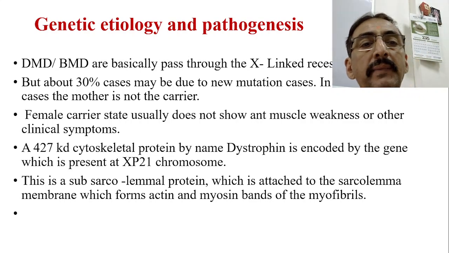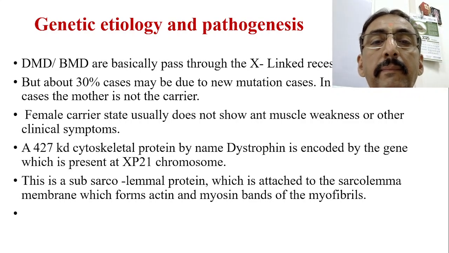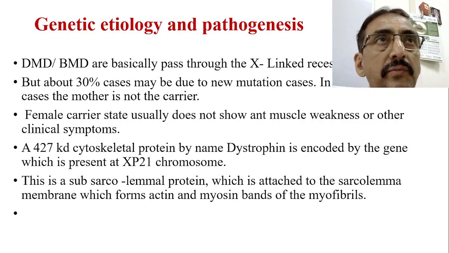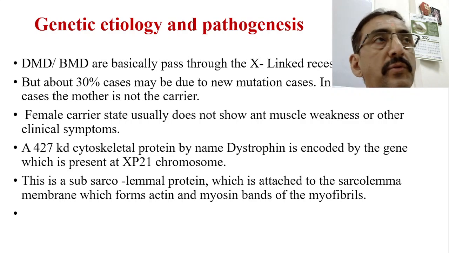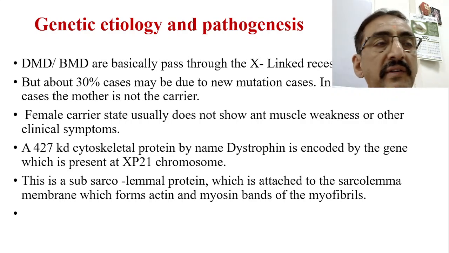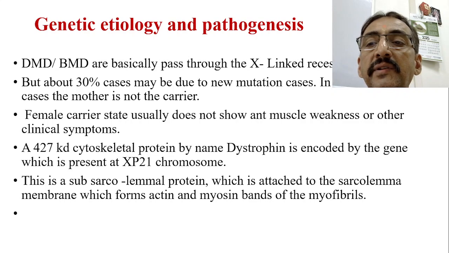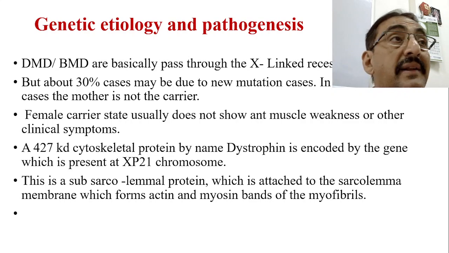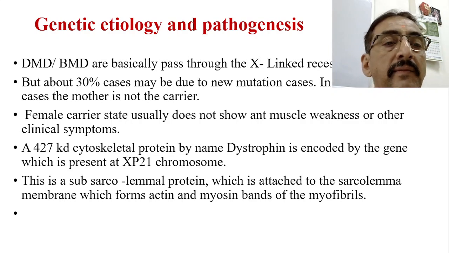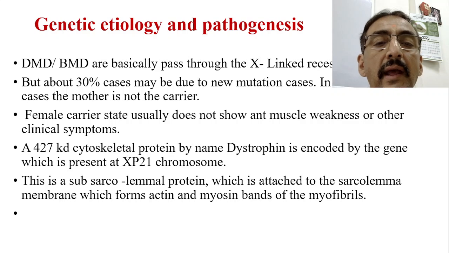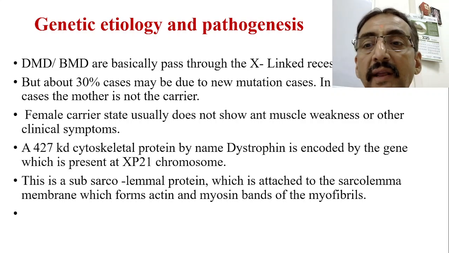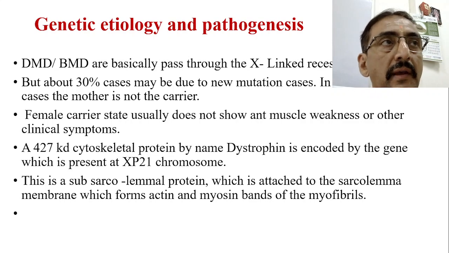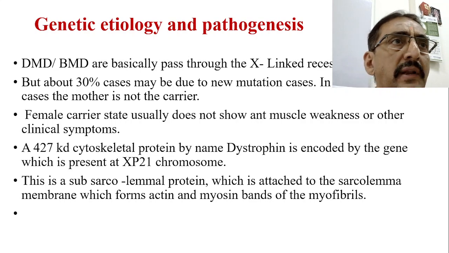Now DMD and BMD basically follow the X-linked recessive hereditary pattern. We know that about 30% of cases may be due to new mutation. This is what we discussed in the last class also. In these 30% new mutation cases, the mother is not the carrier. Yes, the female carrier state usually does not show any muscle weakness or other clinical symptoms. Carrier means she will not show any symptoms.